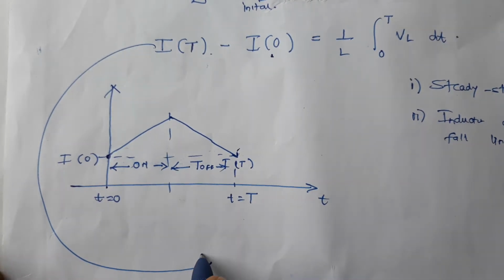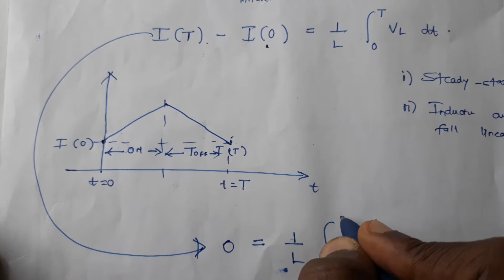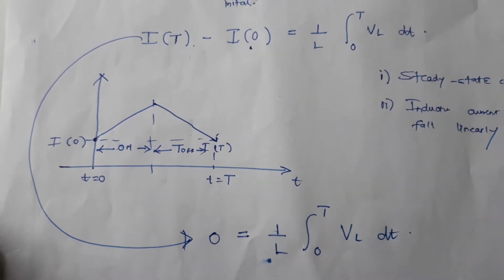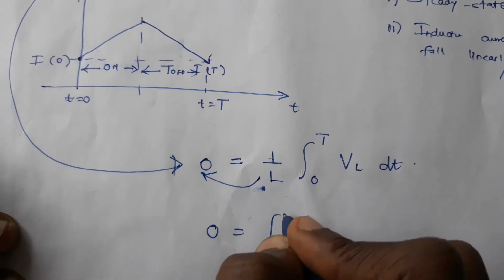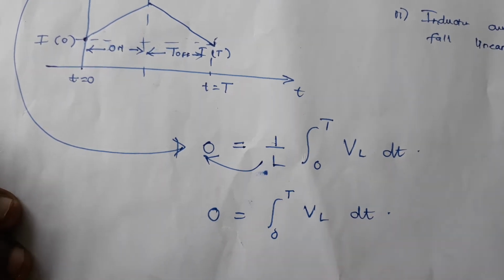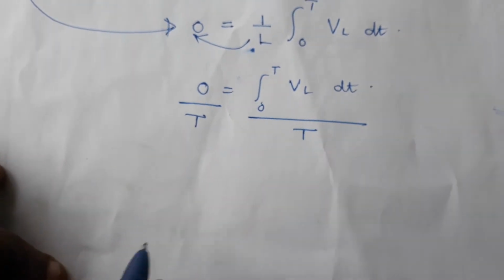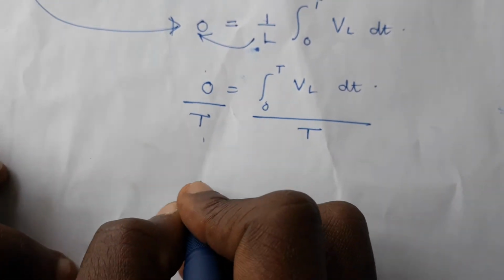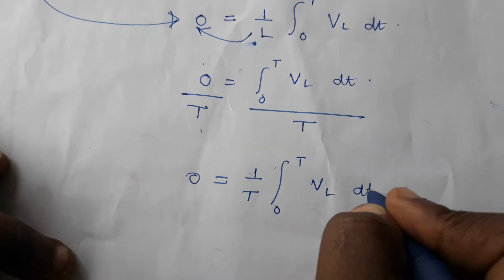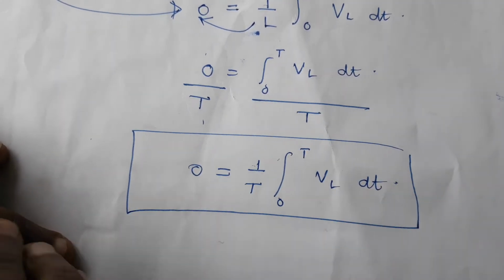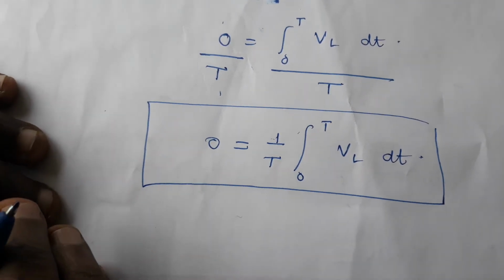So this expression reduces to 0 equals 1 over L, integral 0 to T of VL dt. We can take this L to the other side, and if you multiply, we have 0 equals integral 0 to T of VL dt. An equivalent form of this expression is to divide by T on both sides, so we have 0 equals 1 over T, integral 0 to T, VL dt. This is nothing but the volt-second balance rule, or inductor voltage-second balance rule.